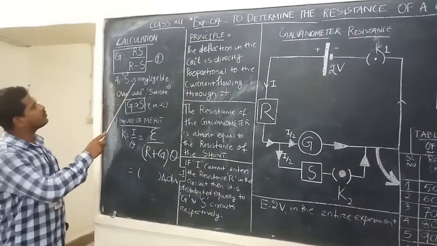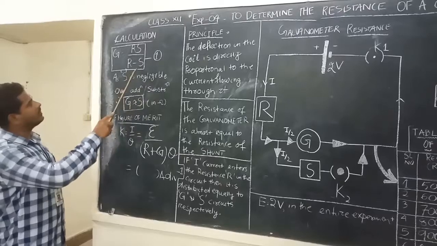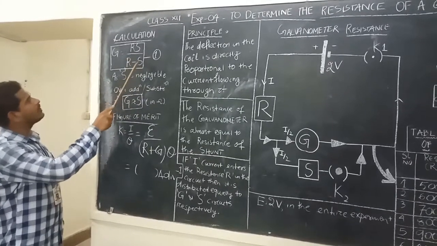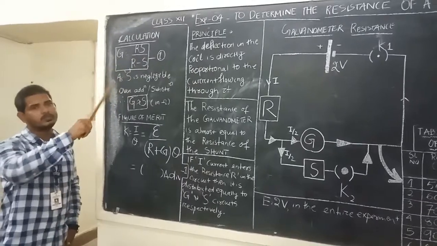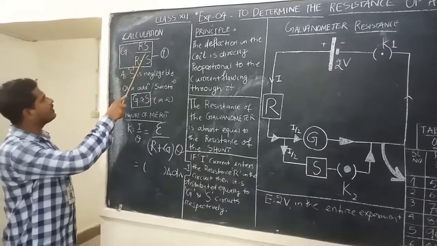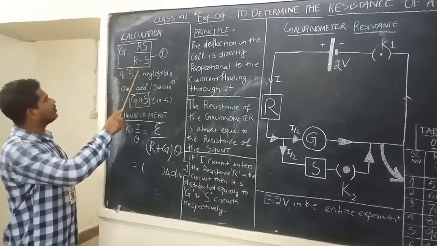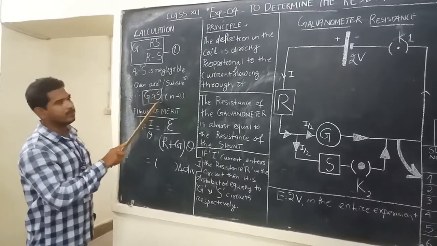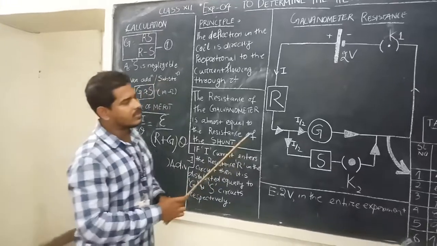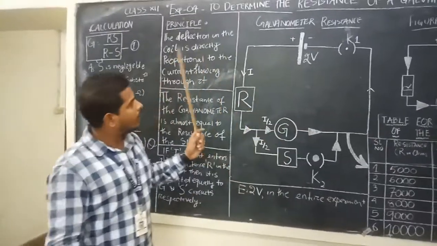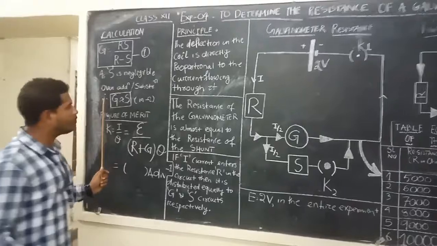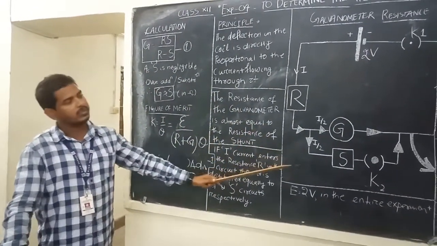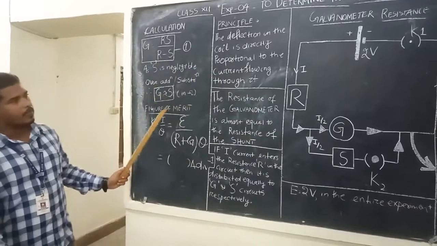As S is negligible in the subtraction part of this equation, since S is very negligible as compared to R, R is much bigger than S. So this S factor is negligible, and the equation becomes G approximately equal to S. So in this experiment, the resistance of the galvanometer is almost equal to the resistance of the shunt. The shunt resistance is almost equal to the galvanometer resistance.